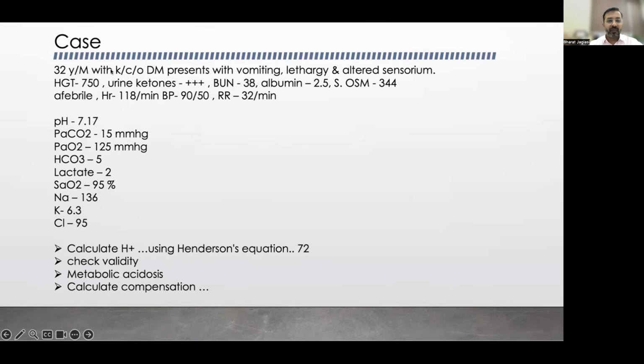So this is a 32-year-old male, known case of diabetes mellitus, presenting with vomiting, lethargy, and altered sensorium. What we're looking at here is the patient having a glucose of 750, urine ketones 3 plus positive, BUN 38, albumin 2.5, and serum osmolarity 344. pH is around 7.17, PaCO2 15 mmHg, PaO2 around 125 mmHg, and bicarb is 5, lactate 2. So this is where this case ties it all together.